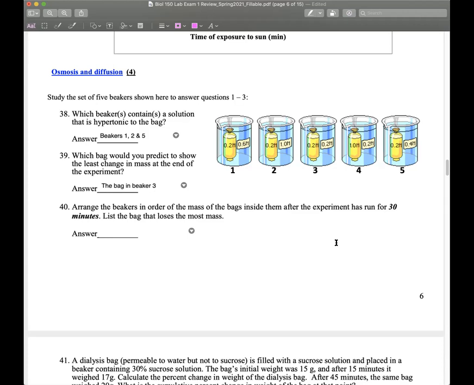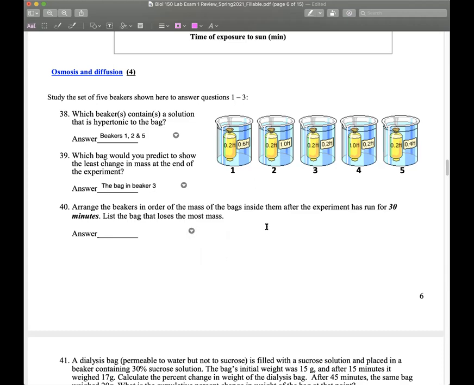So now we are arranging the beakers in order of the mass of the bags. So which bag is going to lose the most mass? Or basically, which is going to weigh the lightest? Which is going to lose the most water? So again, we're going to compare these two molarities to determine in which direction water is going to move, and then come up with an arrangement.